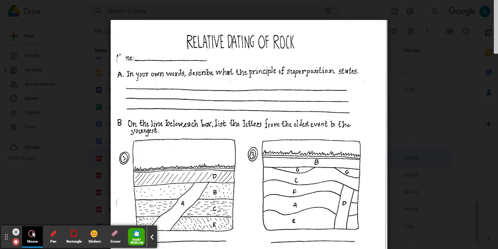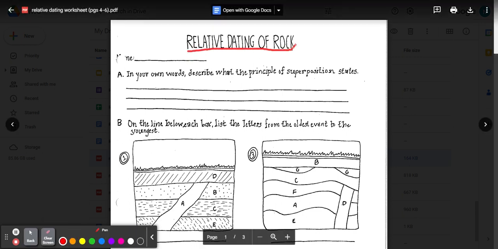All right, this should be packet number 3 that we're working on today. Looking at relative dating of rock. That should be the title of the worksheet, or the packet, that you have in front of you.